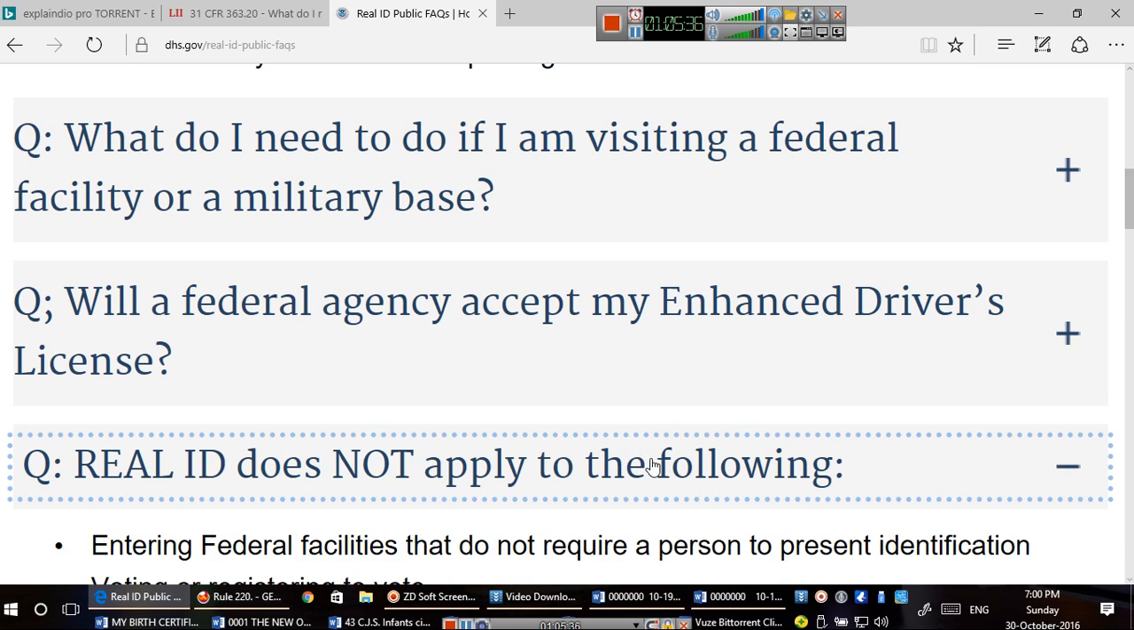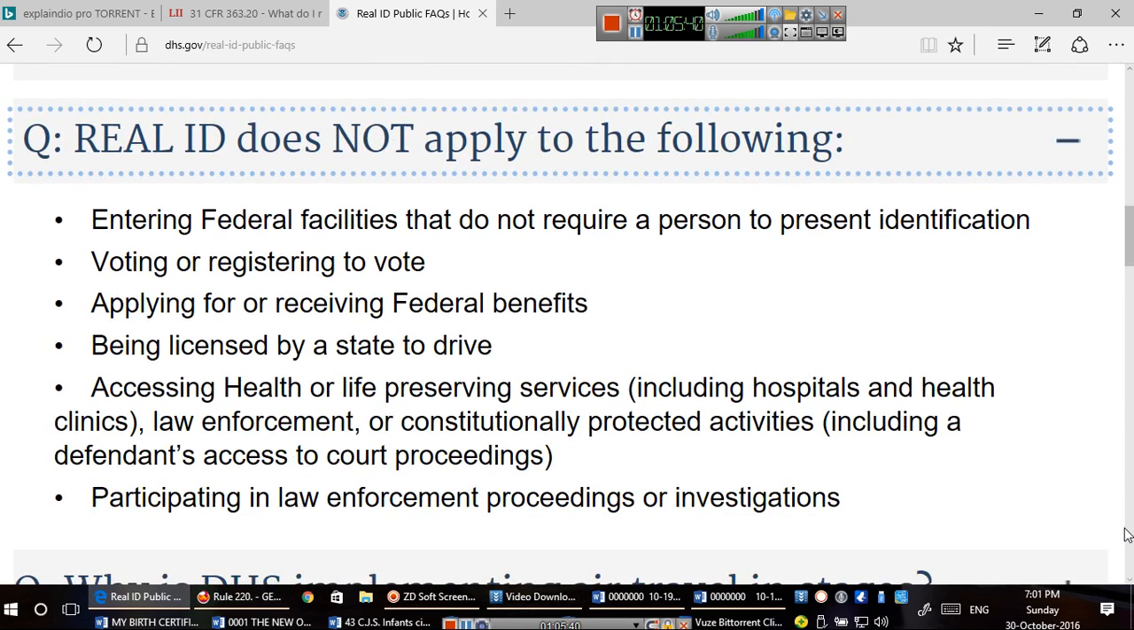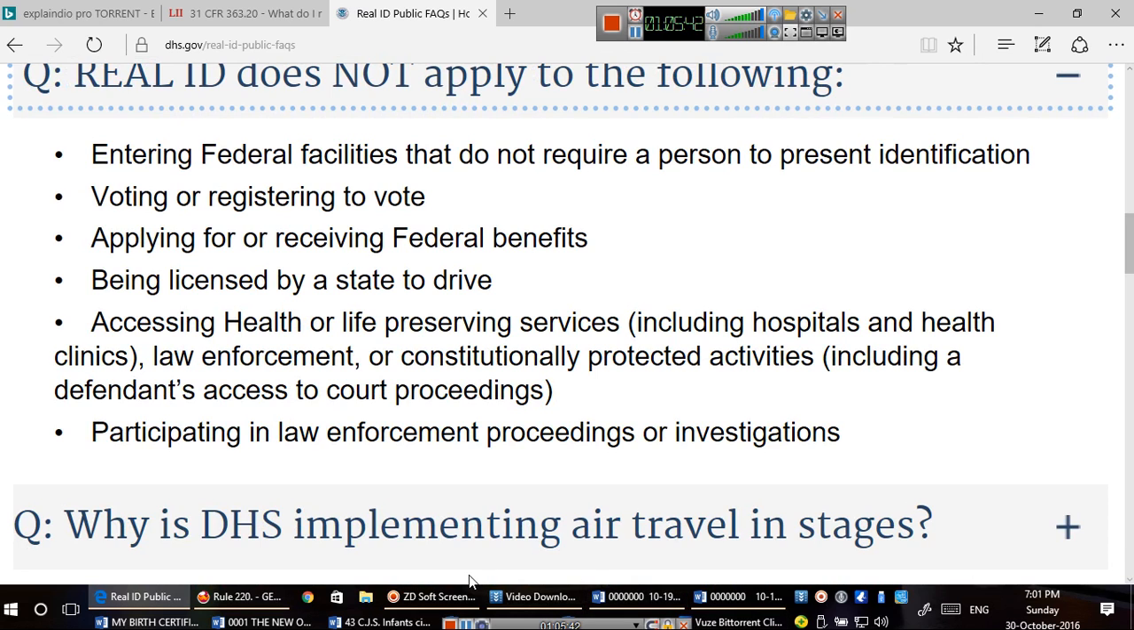Real ID does not apply to the following. Let's see what this says. Her eyes fall back to tears. This is the second time.